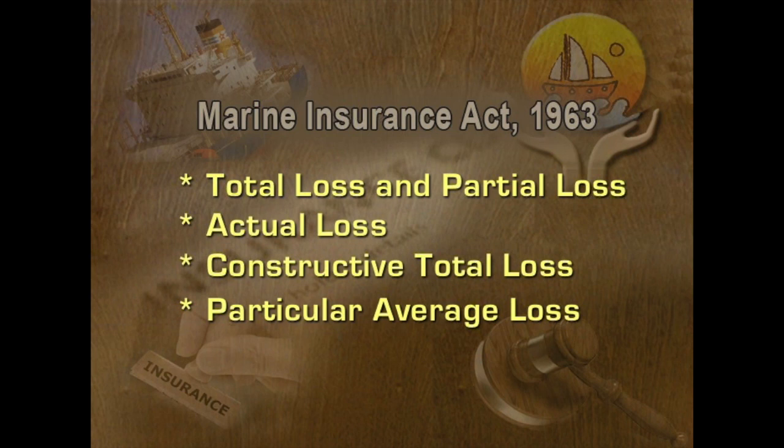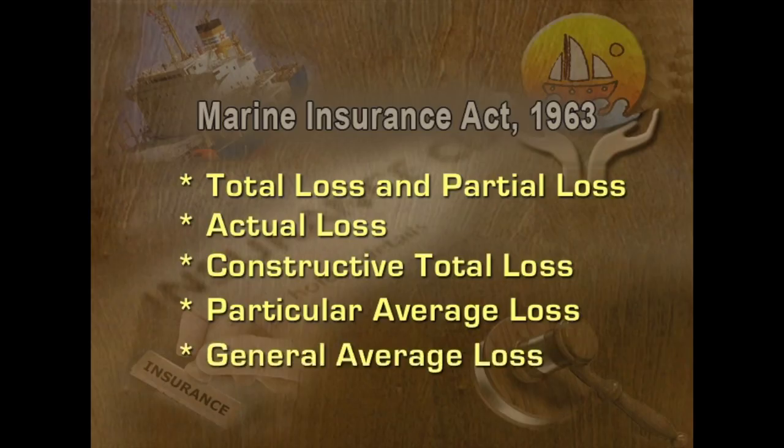Particular average loss. The particular average loss is a partial loss of the subject matter insured. Any expenses incurred by or on behalf of the assured for the safety or preservation of the subject matter insured are the particular charges, but they do not include the general average loss and salvage charges.